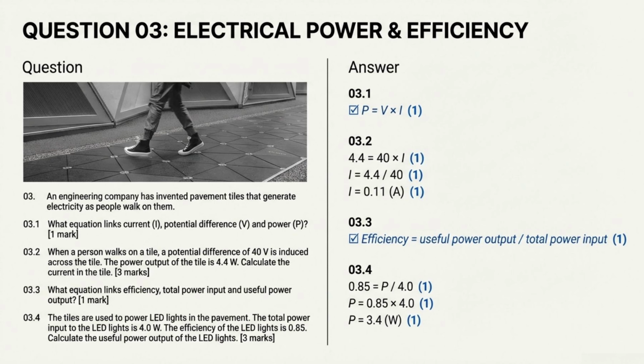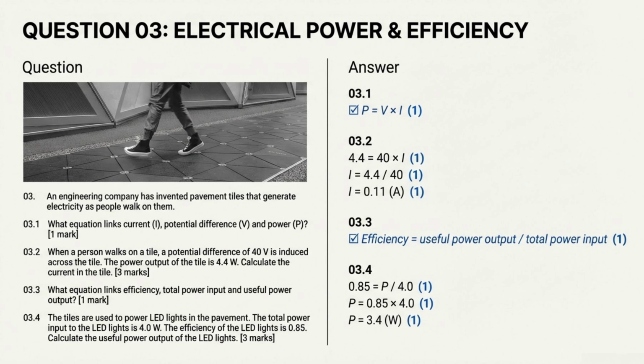And 03.2 makes us use it. A person steps on the tile. The potential difference is 40 volts, and the power output is 4.4 watts. Calculate the current. So we rearrange our equation. Current I equals power divided by potential difference. So 4.4 divided by 40. Exactly. Which gives a current of 0.11 amps.